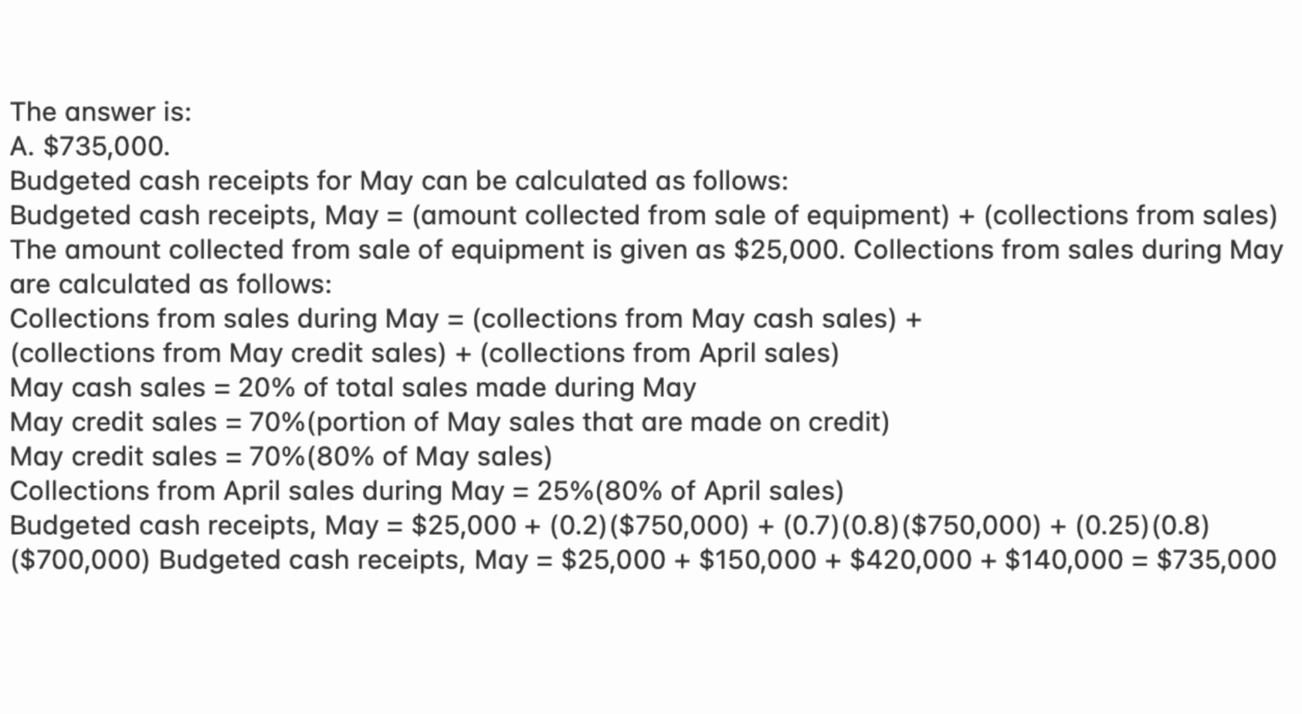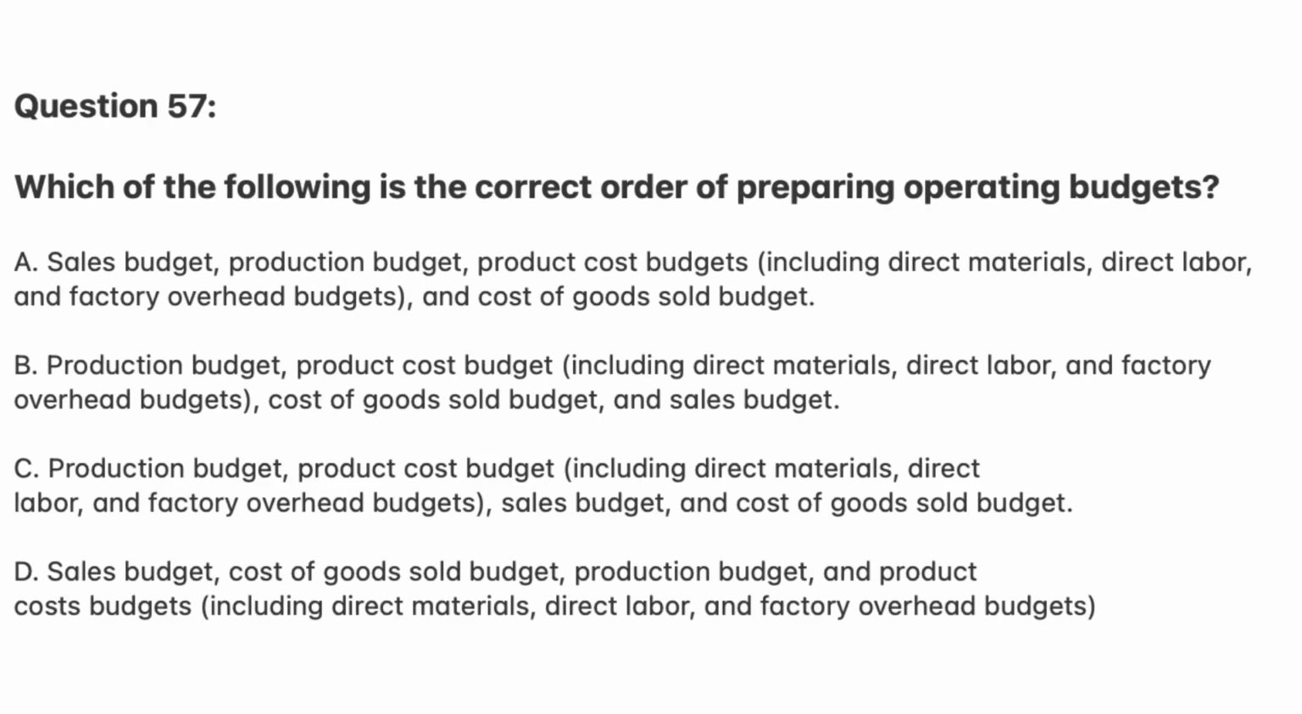Budgeted cash receipts May equals $25,000 plus 0.2 times $750,000, plus 0.7 times 0.8 times $750,000, plus 0.25 times 0.8 times $700,000. Budgeted cash receipts May equals $25,000 plus $150,000 plus $420,000 plus $140,000 equals $735,000. Question 57. Which of the following is the correct order of preparing operating budgets?